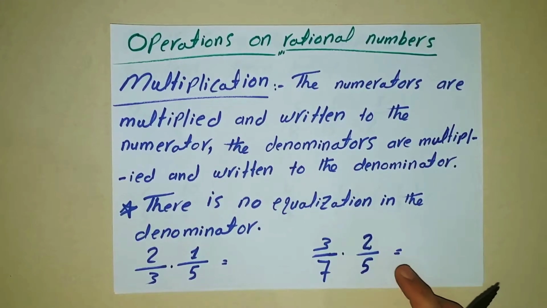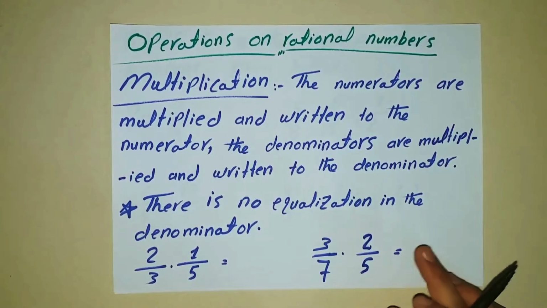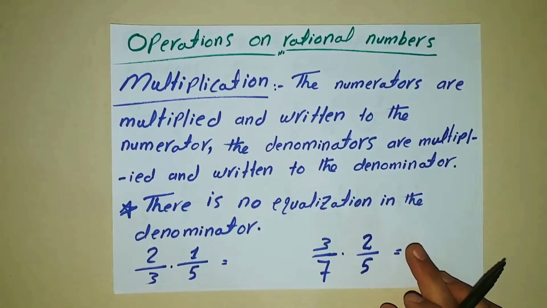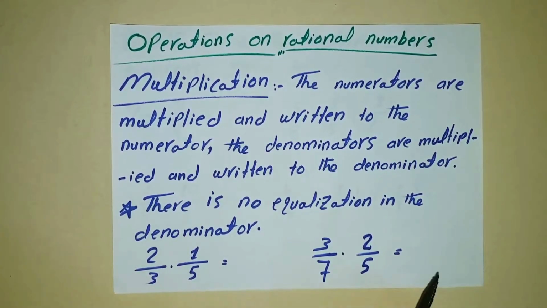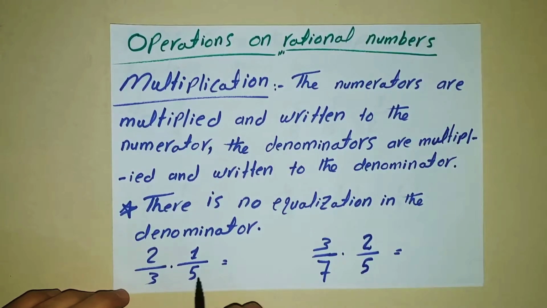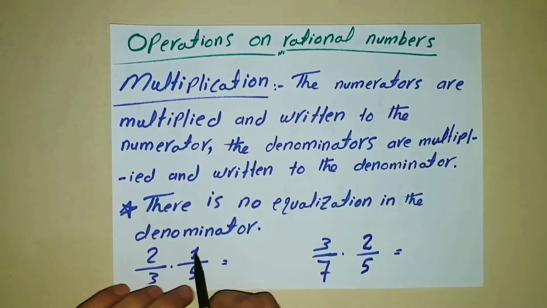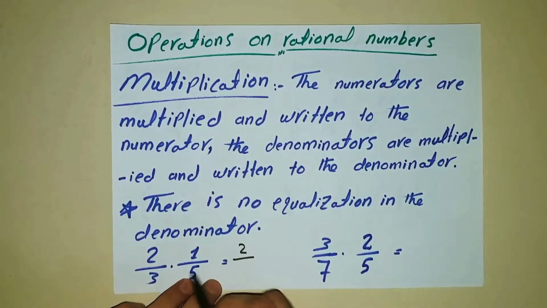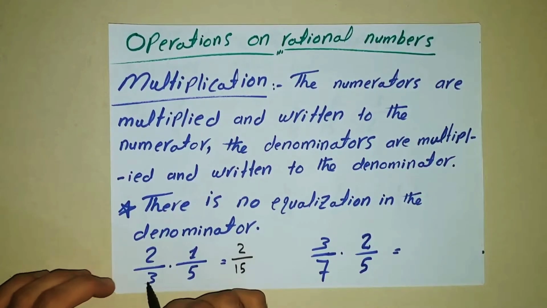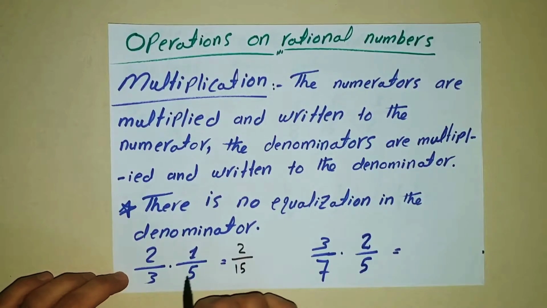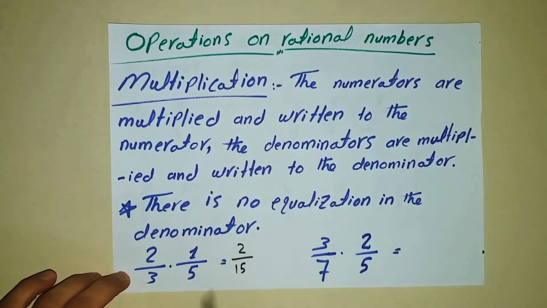The numerators are multiplied and returned to the numerator. The denominators are multiplied and returned to the denominator. There is no equalization in the denominator. In multiplication, we are going to multiply them directly. We are not going to make the equalization in the denominator. Like 2 multiplied by 1 is 2, 5 multiplied by 3 is 15. We are not going to make these denominators equal.